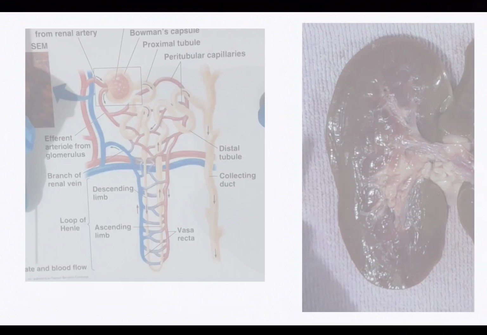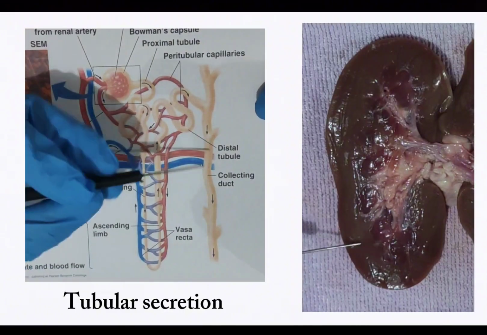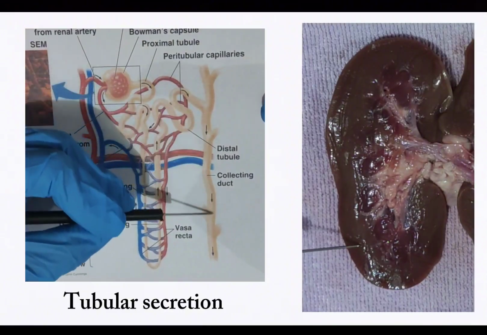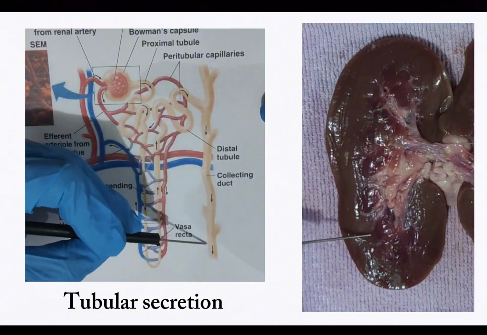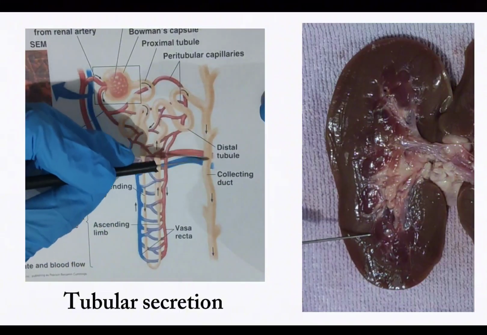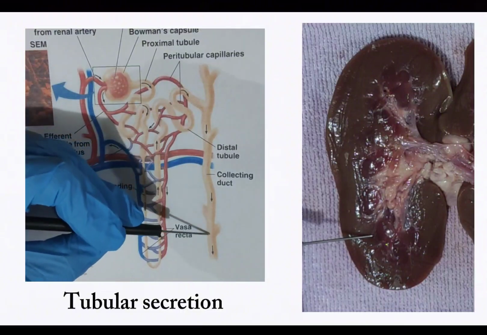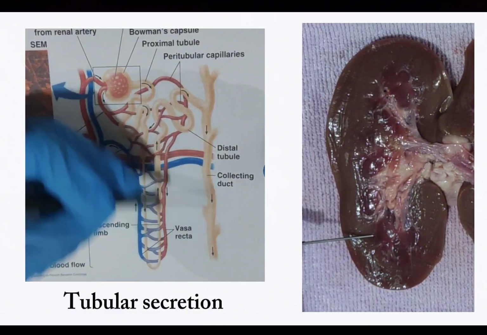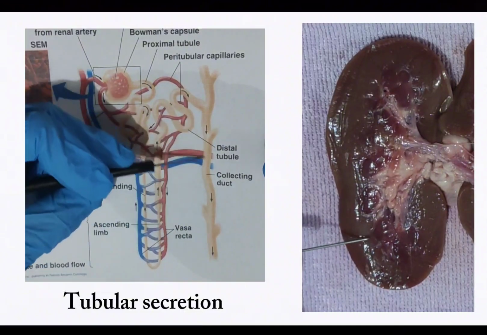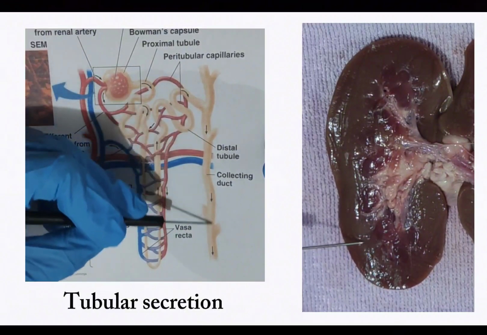The third and final step is tubular secretion, which involves the DCT and the collecting ducts. This stage is important as it gets rid of substances such as excess ions, drugs, toxins, and waste from the blood that were not filtered enough in the first process, which is glomerular filtration.